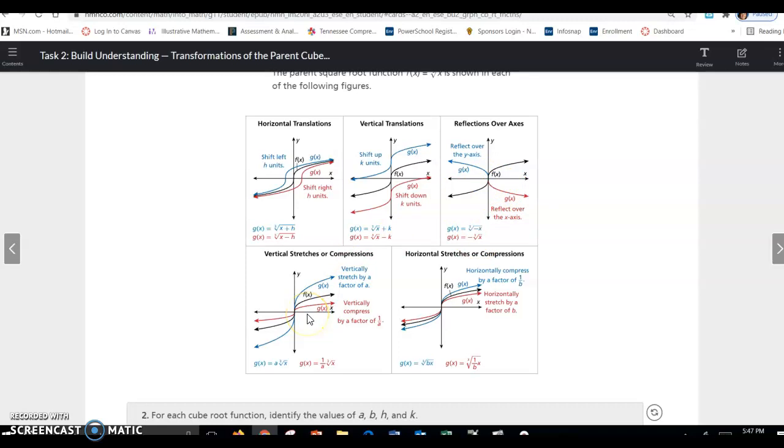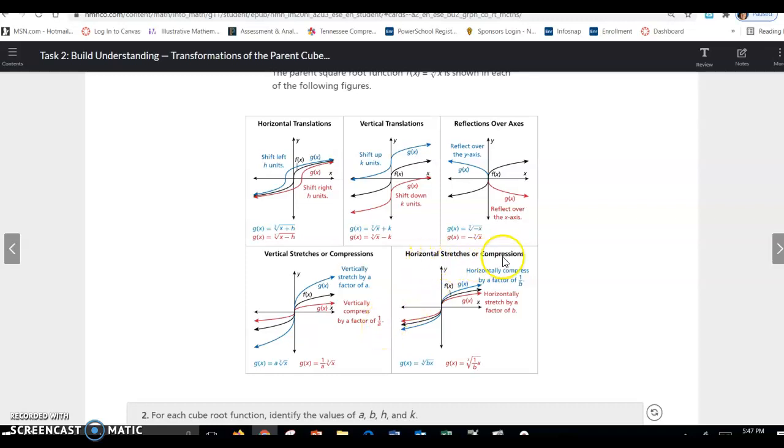All right, your vertical stretch and compressions. Vertical comes from your a. If your a is greater than 1, you've got a vertical stretch by a factor of a. You can see that in g of x here. And then if it's 1 over a, if it's between 0 and 1, basically it's a fraction, then it's a vertical compression by a factor of 1 over a.